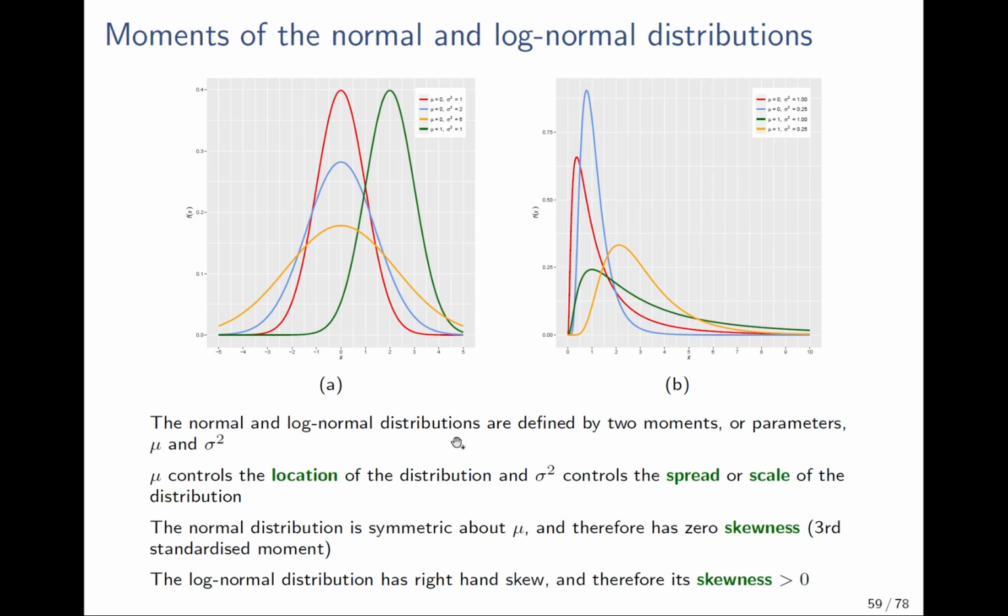So the normal and the log normal distributions, both of these are defined by 2 moments or parameters, mu and sigma squared. Mu, the expected value of the distribution, controls its location, or its central value, and sigma squared, the second central moment, controls the spread or the scale of a distribution. This is the variance. Now, the normal distribution is symmetric about its mean value, it's symmetric about its expected value, and that means it has zero skewness. Its third standardized moment is 0. The log normal distribution, on the other hand, you can see does have what's called a right-hand skew, so the distribution is skewing out to the right-hand side and its skewness is greater than 0.